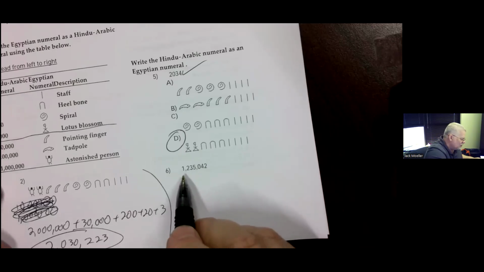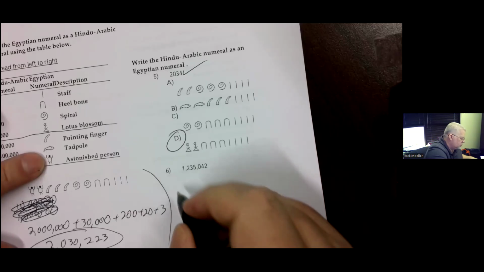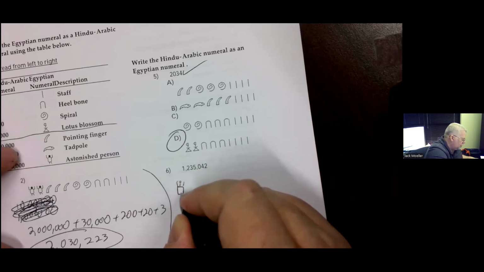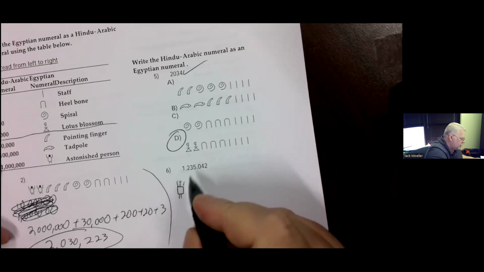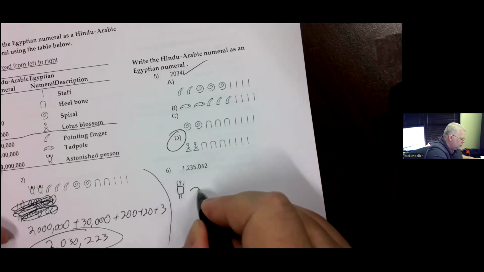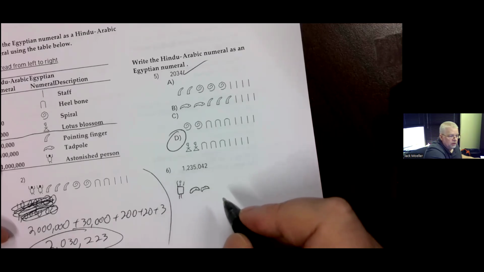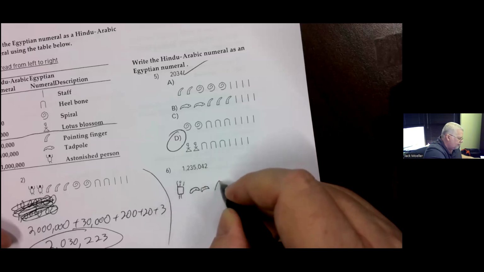Okay. All right. So if we want 1,235,042, a million is an astonished person. We'll throw the hands up in the air. All right, 200,000. So that would be two tadpoles. Okay. You have to excuse my drawing. This is why this is multiple choice. 30,000. So that would be three pointing fingers. Yes, those are fingers.